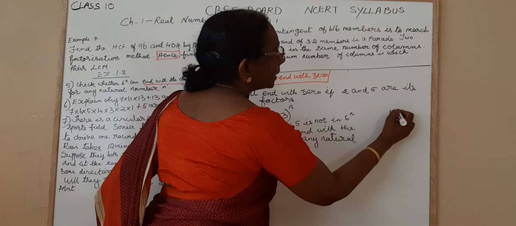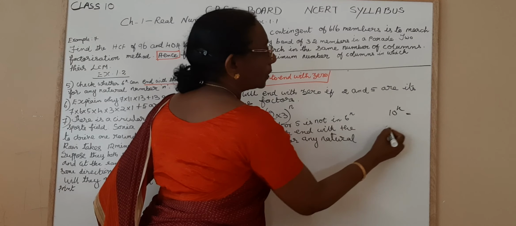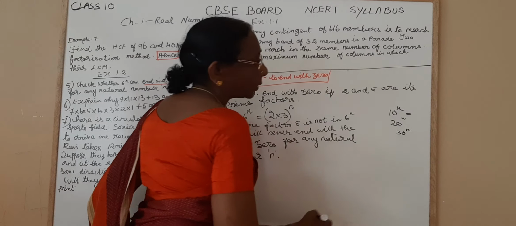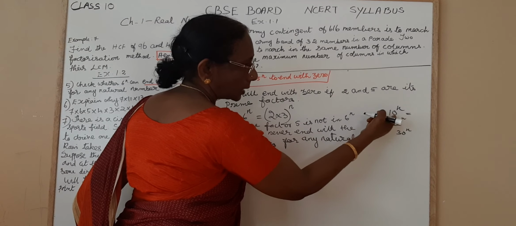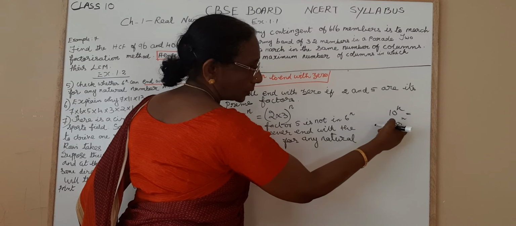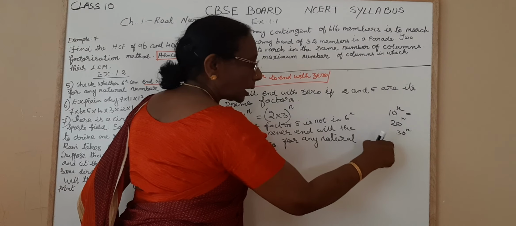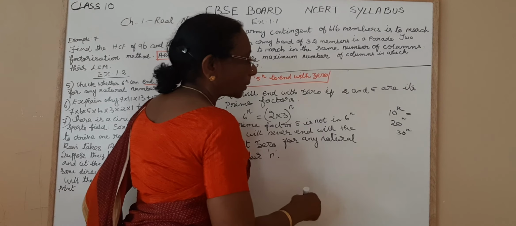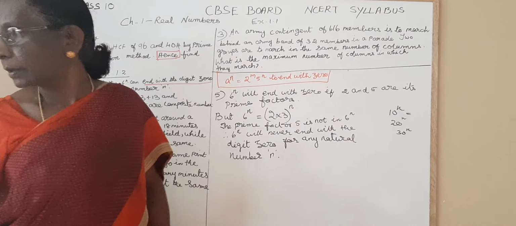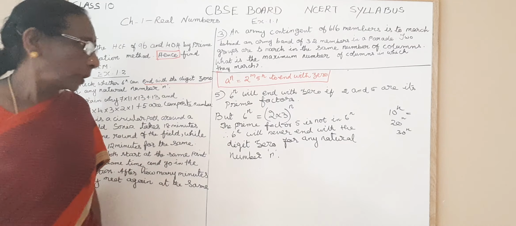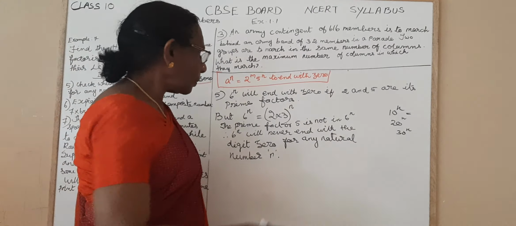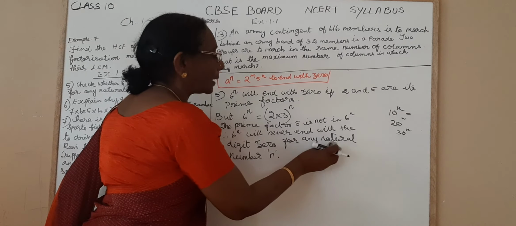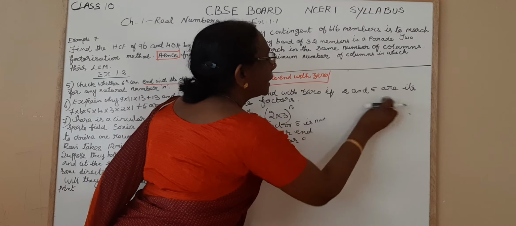Children, 10 power n will always end with 0. 20 power n will end with 0. 30 power n will end with 0, because here the prime factors are 2 and 5. Here also, though we have 3, the prime factors 2 and 5 are there. That's why it will end with 0. Have you understood? It's a numerical example I have given. So you should keep in mind, for any number to end with 0, it should have the prime factors 2 and 5. Otherwise, it will never end with 0.